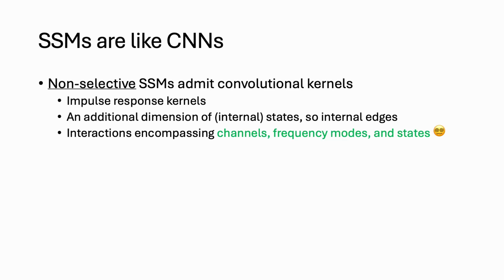Now moving on to SSMs, which basically behave like a CNN because they can generate a convolution kernel via the impulse response. The only difference is that they have another dimension of internal states. So there is one more dimension to look at. This is where tensor networks can really help you out with this complexity.